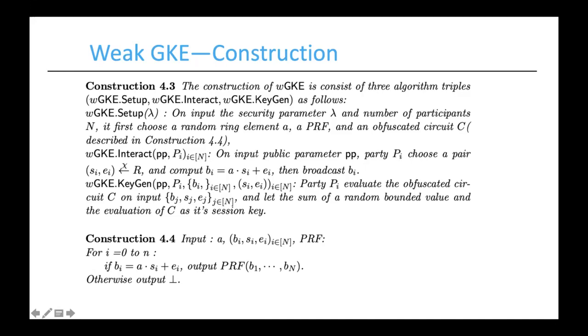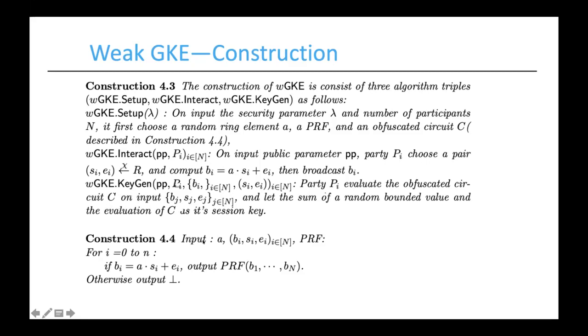This public parameter is given to each Pi. On the interact part, every participant will select 2 ring elements, Si and Ei, from the ring R, according to a predetermined distribution chi, and compute Bi as A times Si plus Ei, then broadcast Bi. This is a ring LWE sample type. And finally, the kgen procedure: every party Pi is given the public parameter and the Bi broadcast by others. So Pi will have all the Bis and Si and Ei, which is the secret key of Pi. Pi evaluates the obfuscated circuit C, and the session key K is the output of C.